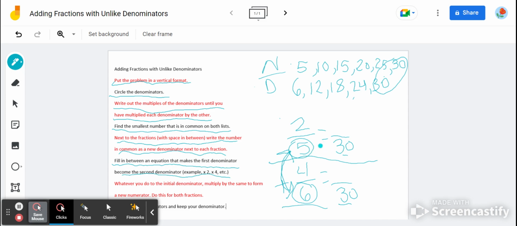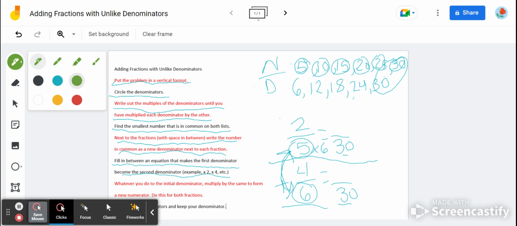By multiplying or dividing. So 5, 1, 2, 3, 4, 5, 6 times. So I need to write in times 6 right here. And I'm going to get a different color because I think this is very important that students actually write in this part. So times 6. And that's true. 5 times 6 is 30.